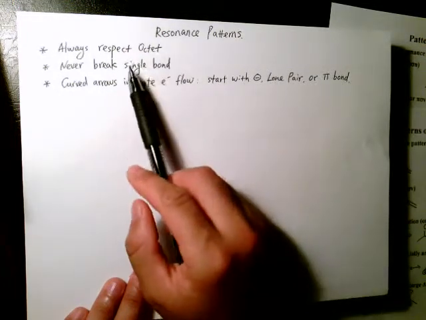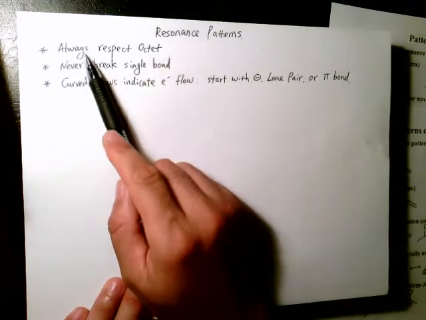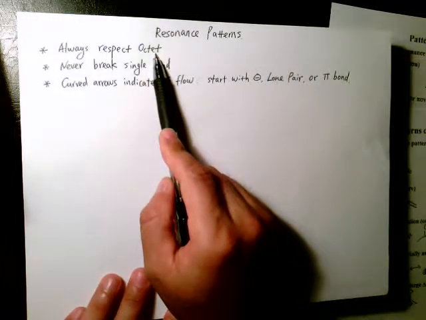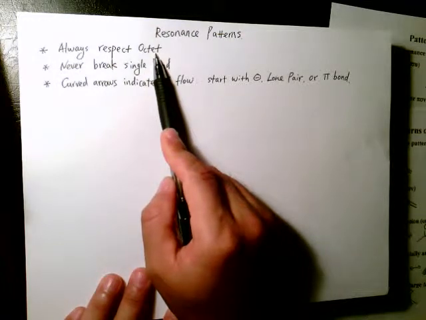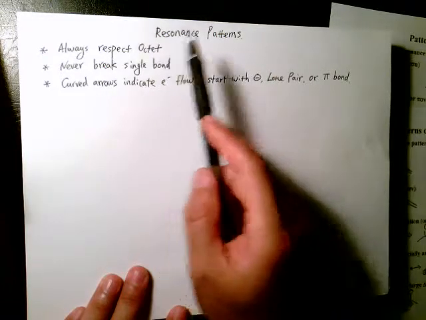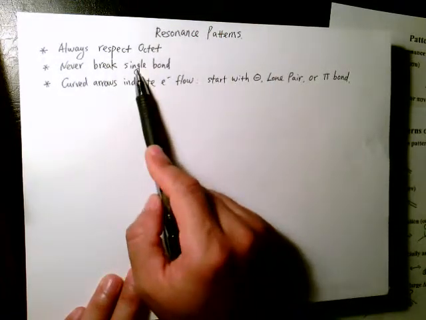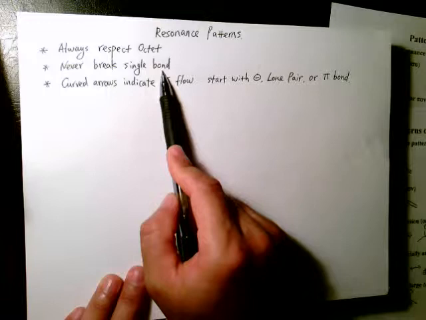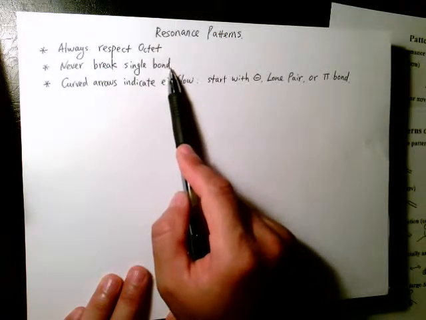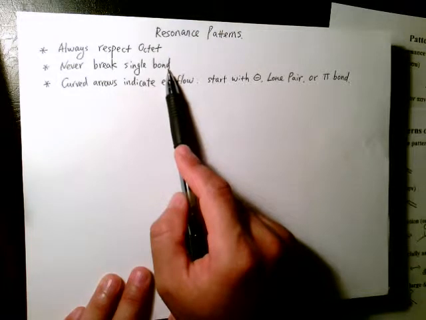Since they are Lewis structures, of course we should always respect the octet rule and make sure that we have an octet as much as possible. If we do have a violation, the violation is possible for a carbon cation, but for other scenarios it's pretty rare. And we never break a single bond when we draw resonance structures, otherwise we are going to have a chemical reaction and it won't be the same molecule anymore.